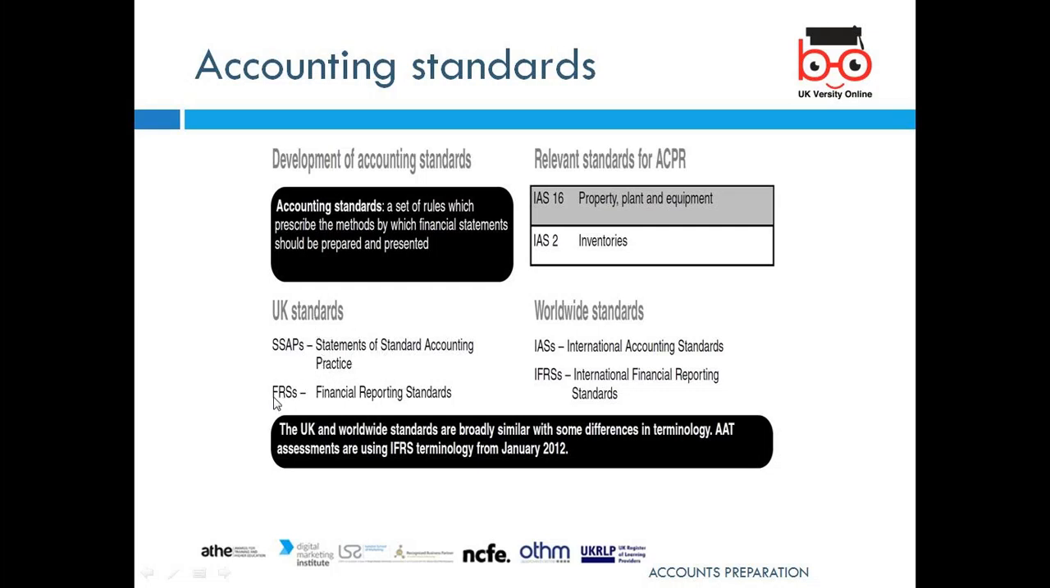And in the UK, the Financial Reporting Standard, we call FRS. But internationally, worldwide, IAS is called International Accounting Standard, and IFRS is called International Financial Reporting Standard. Does it make sense? So in your assignment, you can even copy this bit from here, and you can explain, yes?